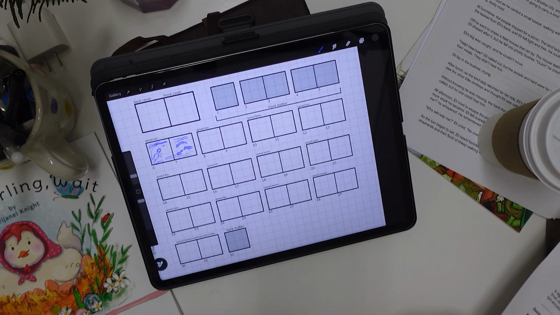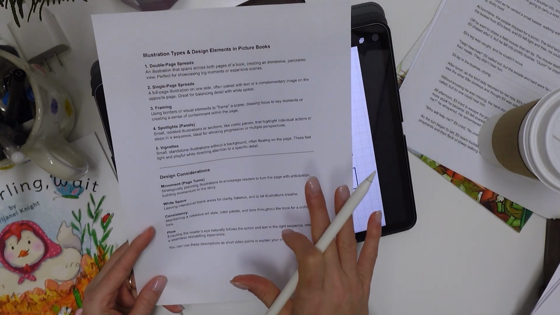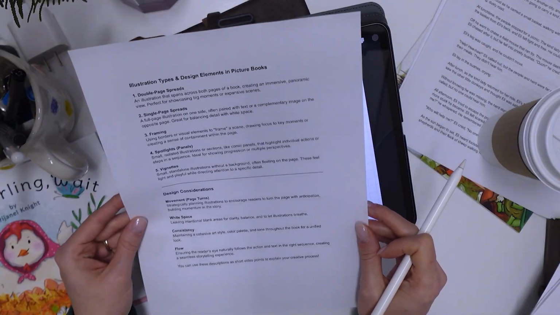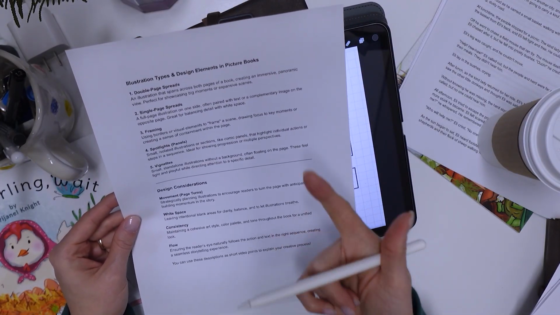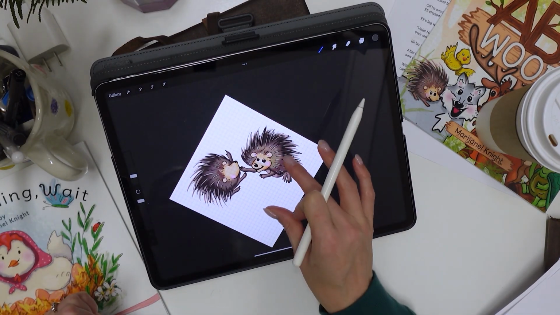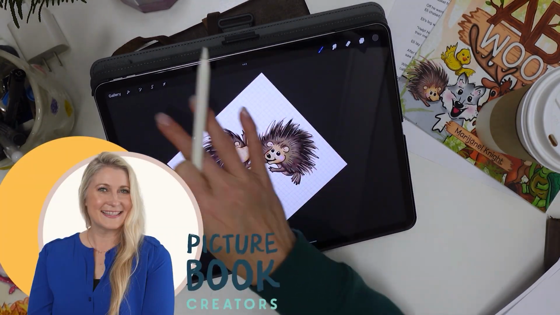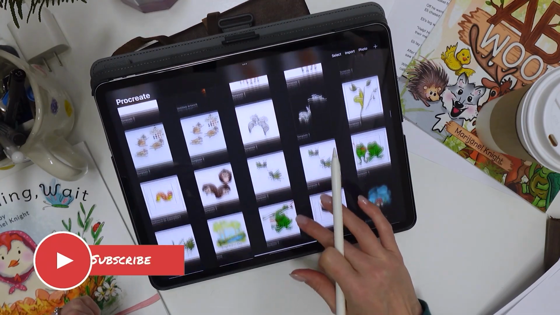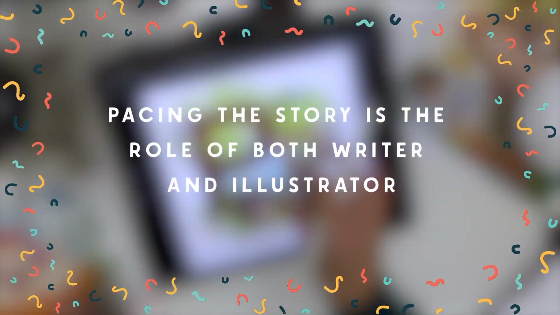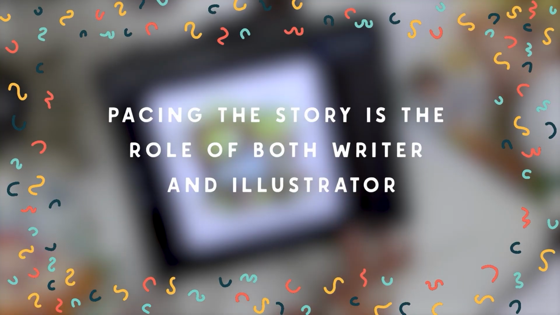I print my manuscript and I break it into sections. I actually print out a hard copy and I cut it up and break it into sections, matching each piece of text to a page or spread, and beginning to think and daydream on what illustrations might go well with that text. This is called pacing the story, and pacing the story is key. Here's how I divide my story.